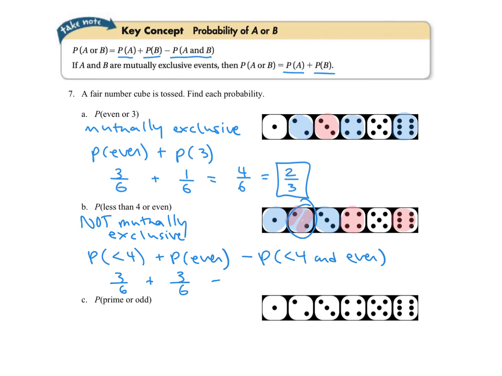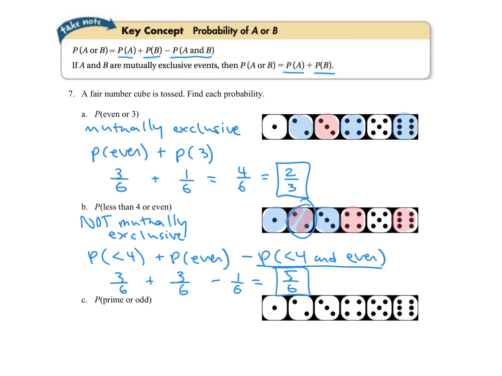And we're referring to that one case where it's both less than 4 and even. And so combining these fractions, add the tops, 3 plus 3, and then minus 1 gives us 5 out of 6. So basically what we do is we subtract the probability that both occur because that 2 was counted twice. It was counted in the less than 4 and the even, and then we subtract it to make it only counted once.